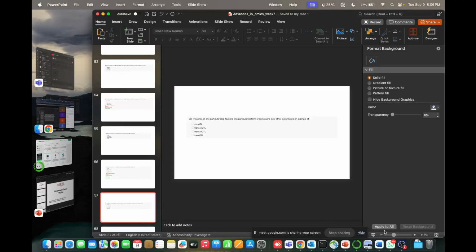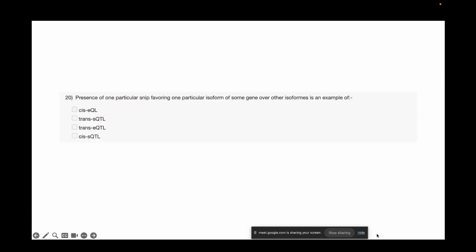So this is quite simple. First, let me tell you the difference between eQTL and sQTL. eQTL, the E stands for expression quantitative trait loci. The S stands for splicing, right?